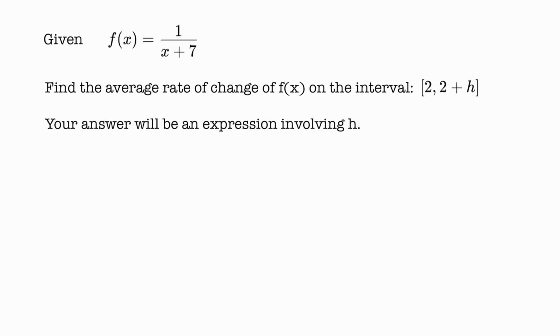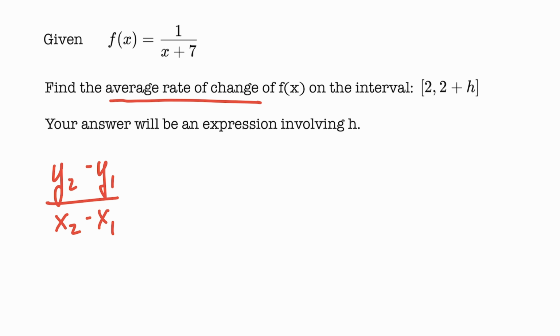So in this video, we're tasked with finding the average rate of change of this function over this interval from 2 to 2 plus h. So some things to remember. The average rate of change is the same thing basically as the slope. So let's go back to basics and use the slope formula, y2 minus y1 over x2 minus x1. In order to use this, we're basically going to need two ordered pairs, 2 points.